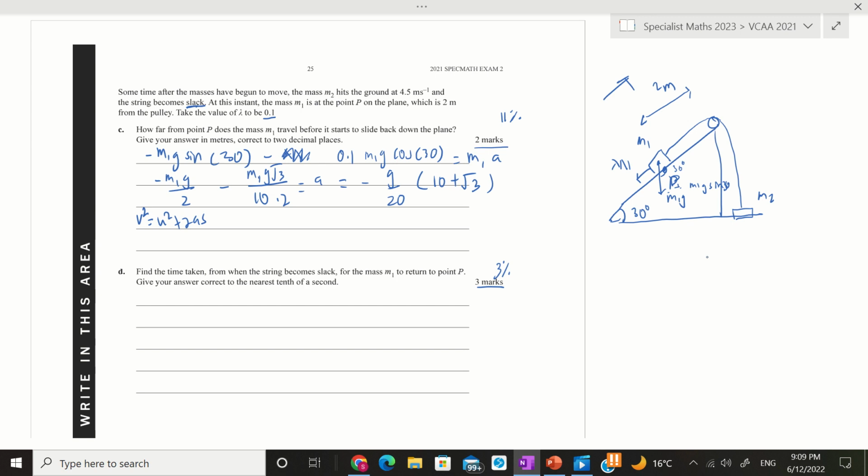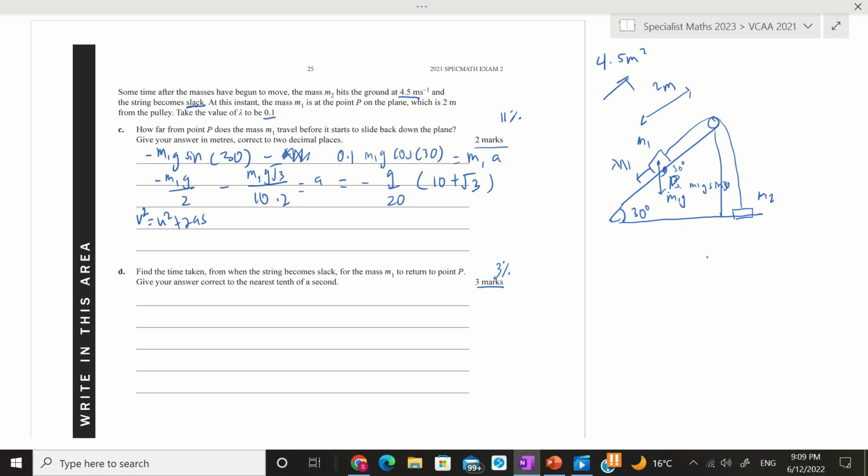At point P, we're told that M2 hits the ground at 4.5 meters per second. That's a key value. That also happens to be the velocity of M1 at that point P. The reason is that at the moment M2 hits the ground, they stop acting as a full system. But the instant before that, where M2 hits the ground at 4.5 meters per second, that's the value the whole system was moving at, until M2 suddenly stopped moving.